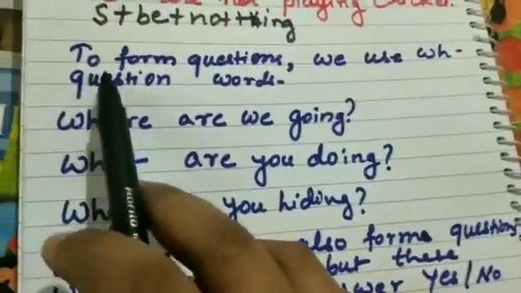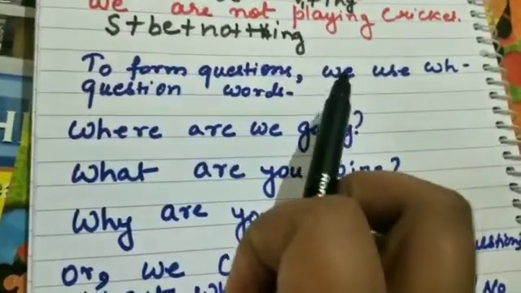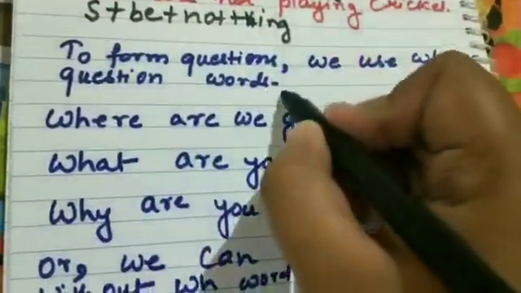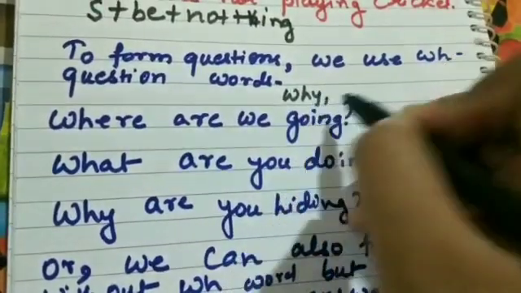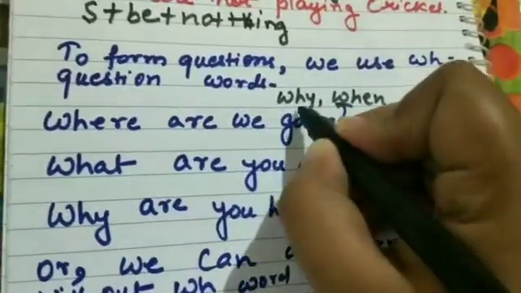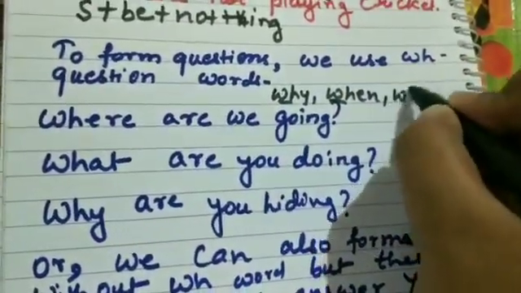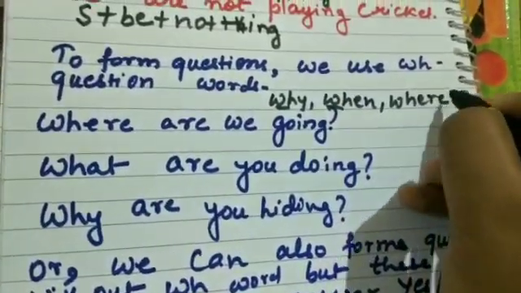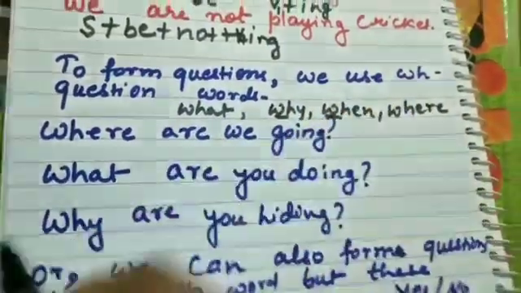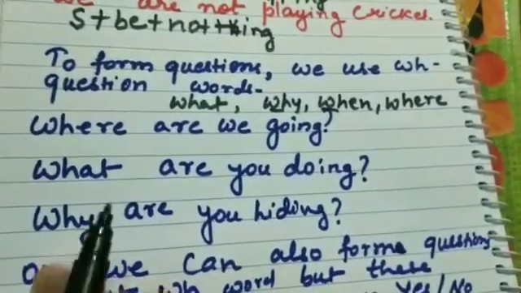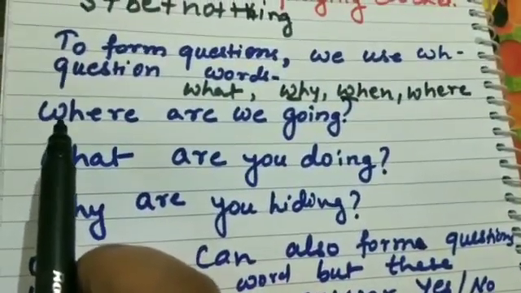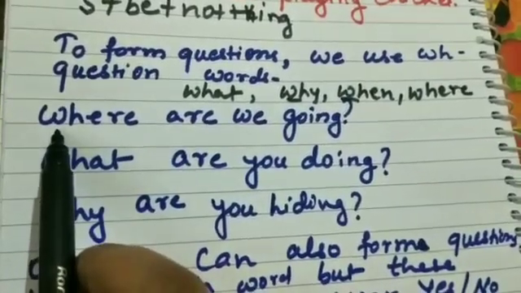Now let's see how we are going to form questions. So we use WH question words. Now what are WH question words? Why, when. See, both why and when begin with W H. Where, what, etc. So all these words which begin with WH are called WH question words. These are generally used to ask questions.